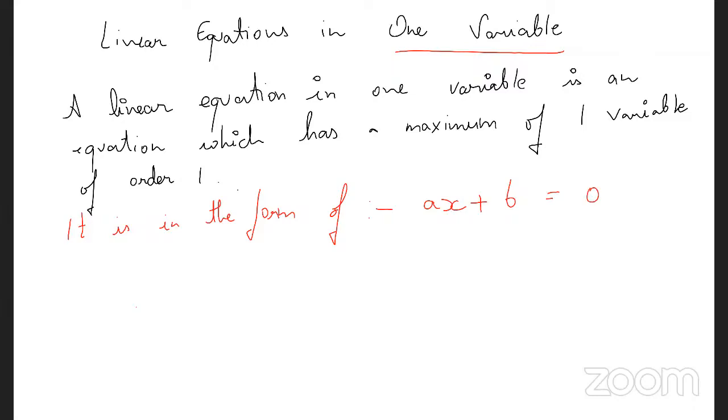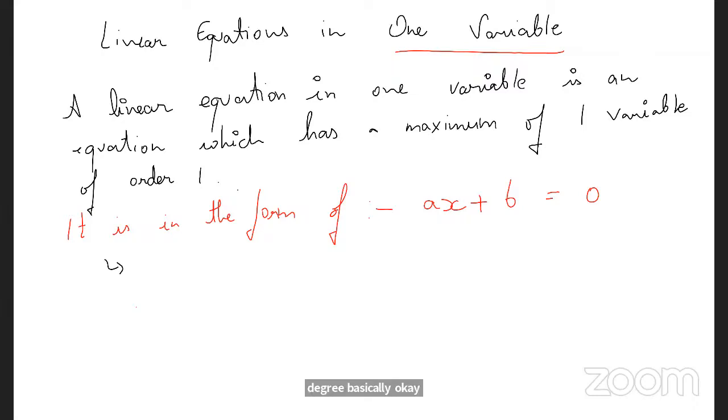Okay, now this ax plus b equals to 0 is known as the standard form of linear equation in one variable. Now there are two things about it. Ma'am, what is order 1? Order 1 is degree, basically. Degree 1.